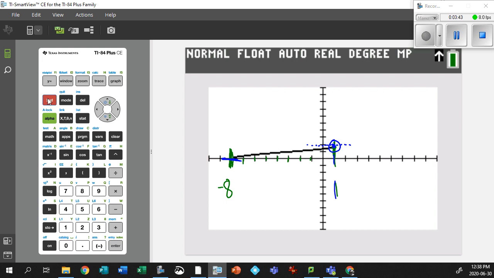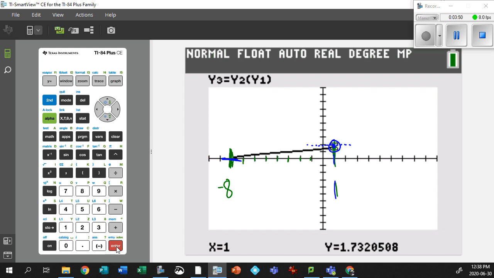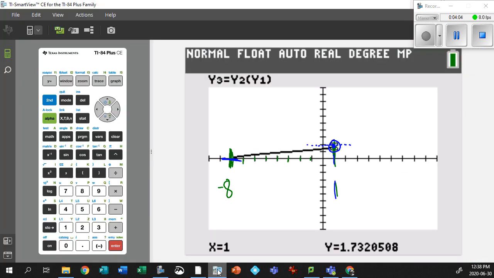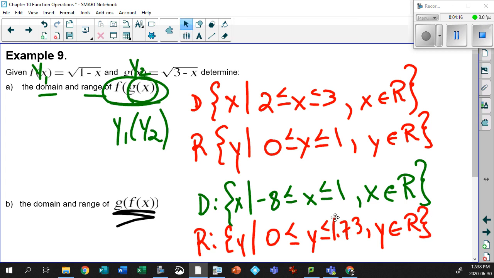Okay, second calc, let's find the value when x equals 1. Y is going to be equal to 1.73. It's going to be ugly. Oh, interesting. Okay, so let's write that out. It's between 0, right? And what was that number again? 1.73 approximately. 1.73, y is an element of R. Fascinating questions. Really, really fascinating questions.